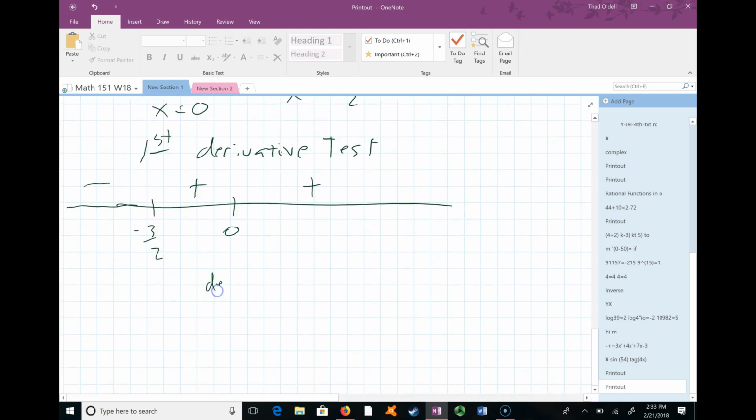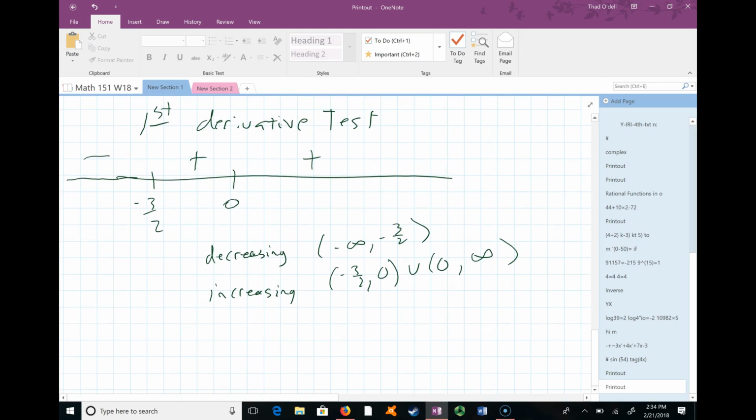We found out that it's decreasing over the interval from negative infinity to negative 3/2, and it's increasing from negative 3/2 to 0 and from 0 to infinity. It's not increasing at 0, it's equal to 0 there. Okay, so what does that tell me? I was going down, started going up. There must be a minimum at negative 3/2. What about 0? It's neither a minimum nor maximum because it was going up and it kept going up. Okay, so we'll investigate what that means later.